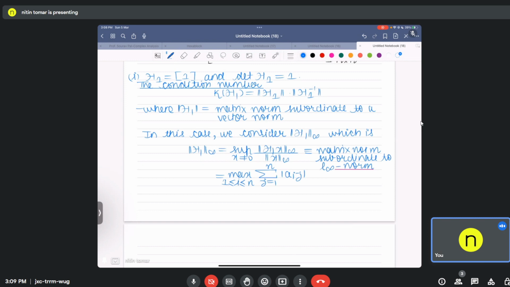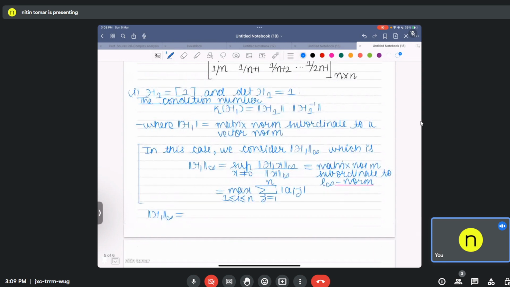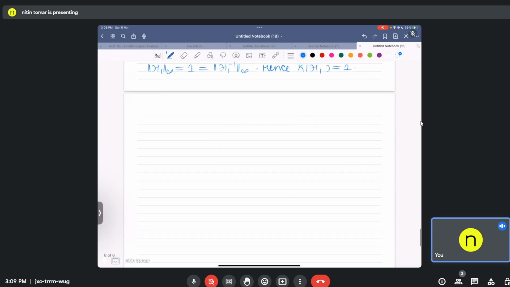So in this case, what will be the infinity norm of H1? H1 is 1, right? So it will be 1. And what is H1 inverse? H1 inverse is also 1. So the norm of H1 inverse is also 1. Correct? Yes, sir. So hence the condition number of H1 is actually 1. Okay? Now let us go to H2.